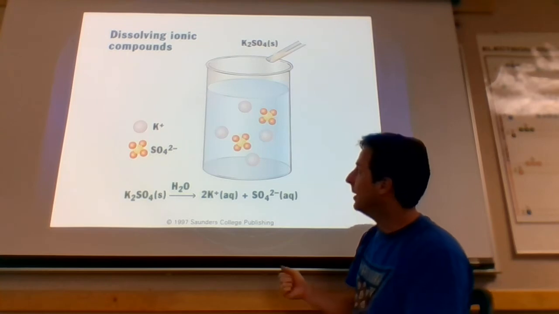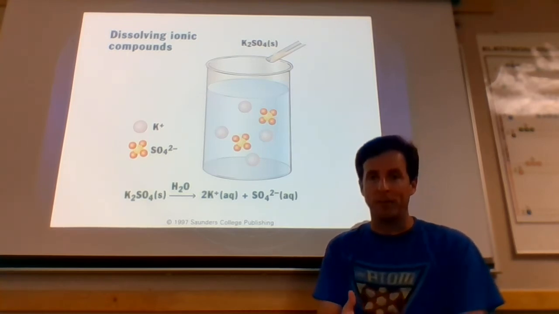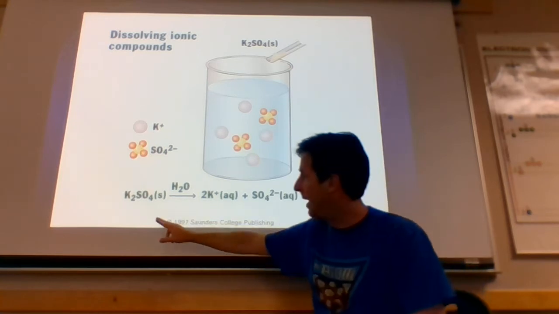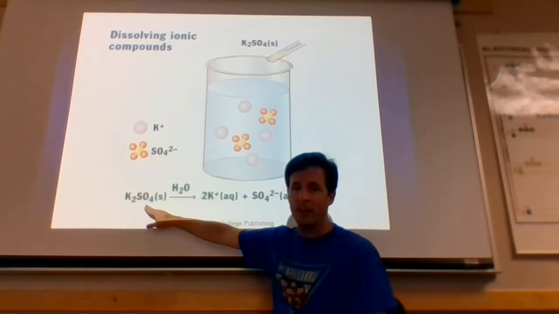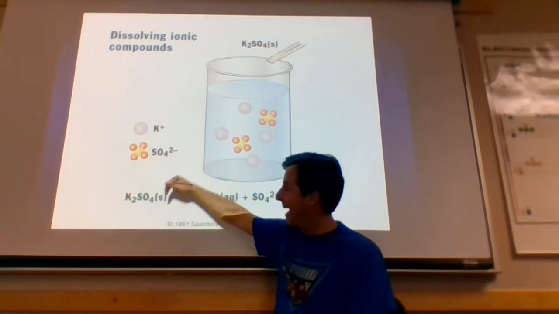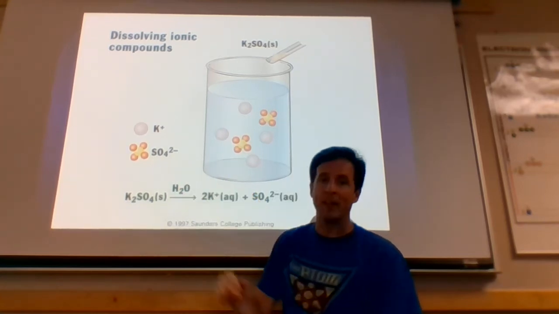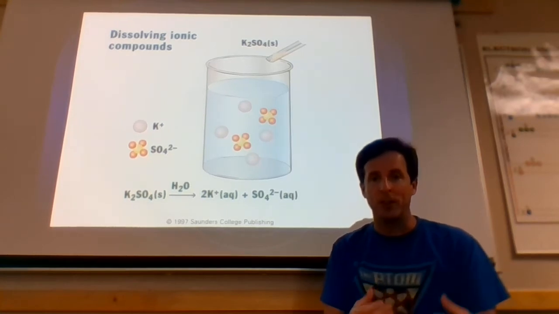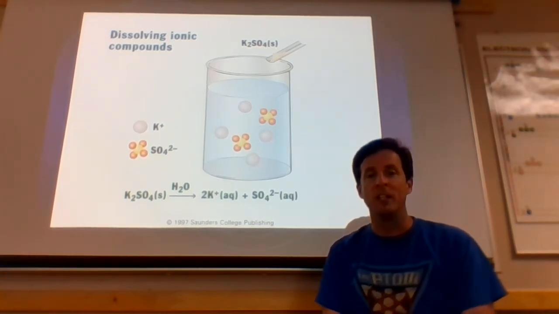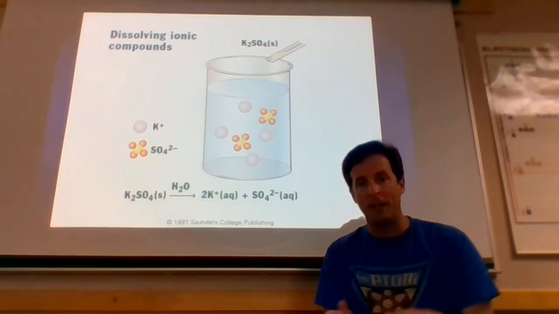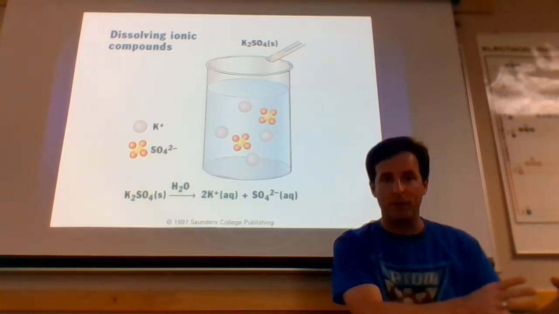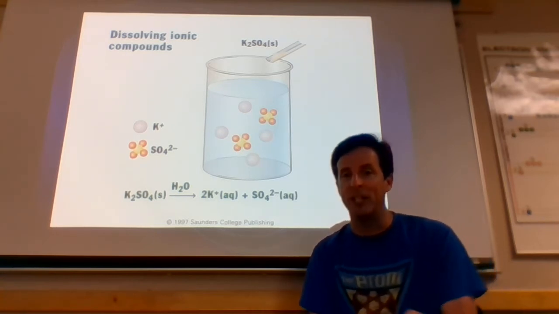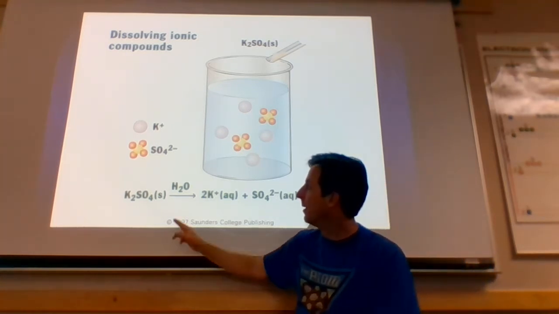Okay? Now, if I dissolve potassium sulfate, at the bottom, you can see the reaction here, where I have solid potassium sulfate initially, and I add water. Now this is more of a physical change than a chemical reaction, because I'm just changing the physical state of solid potassium sulfate. I'm making it aqueous potassium sulfate. Okay? But when it dissolves, there is a significant change that occurs when I add the water.